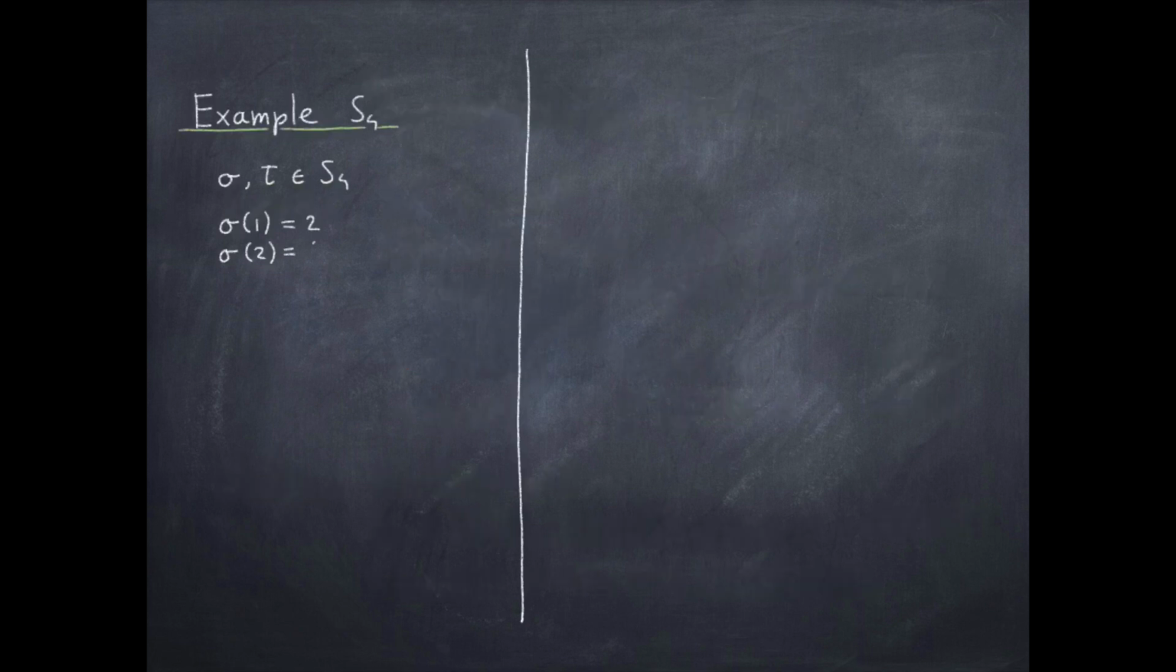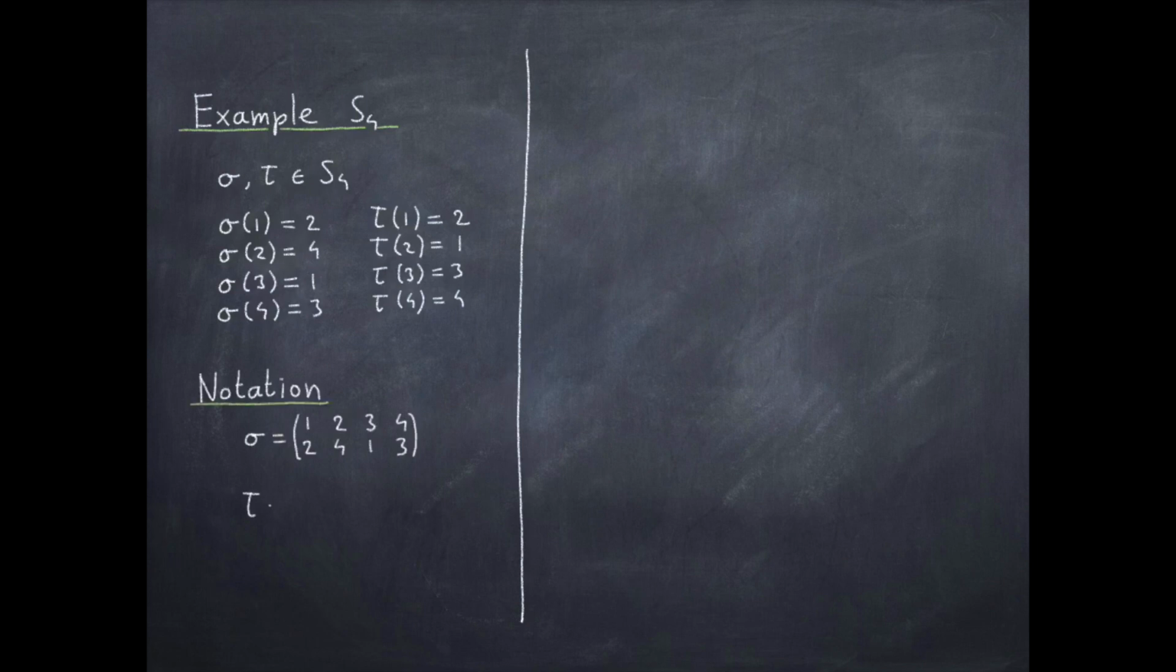Let's consider the following two permutations sigma and tau in the group S4. When writing down permutations, we use the following notation. The top row are just the elements 1, 2, 3 and so on up to n, and the bottom row consists of the images sigma 1, sigma 2 and so on up to sigma n.